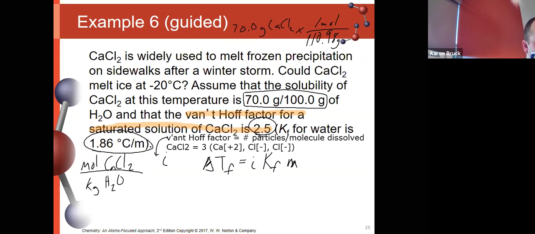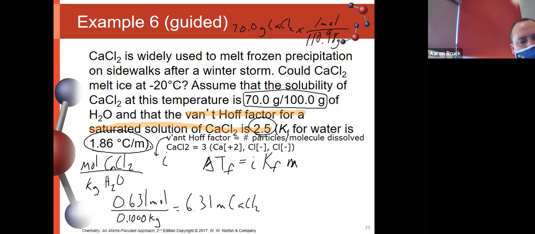So this would be 0.631 moles divided by 0.1000 kilograms, which would be 6.31 molal calcium chloride.